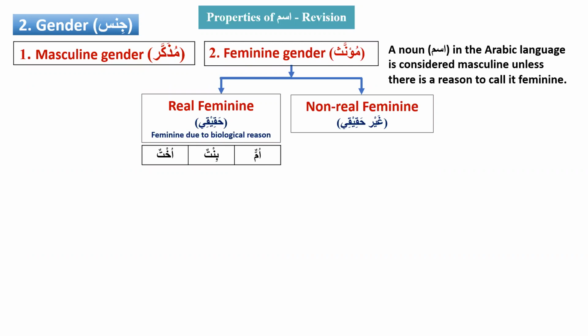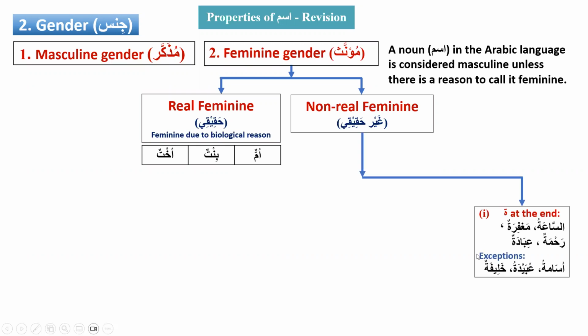Ibrahim Akhtar, give me another reason. It has a ta marbuta at the end. Ta marbuta at the end. Very good. There are some exceptions, but most of the time, when you see a ta marbuta at the end, that means it is feminine gender. Ta marbuta means the round ta.